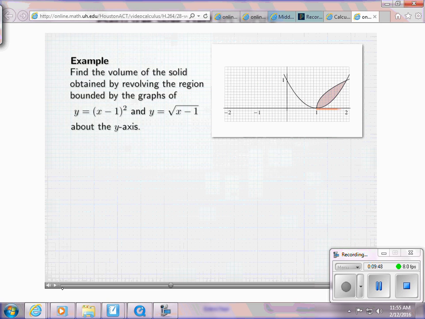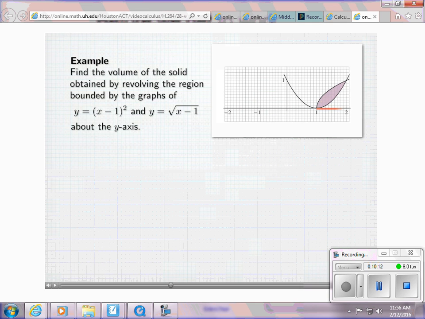All right, now let's say we're going to take this region enclosed by these two graphs over here, and we're going to revolve it about the y-axis. And then we're going to take a slice. That slice is not going to be solid. There's going to be a hole. If there's a space between the region and the axis of rotation, then the slices are going to have holes in them. They're going to be washers.